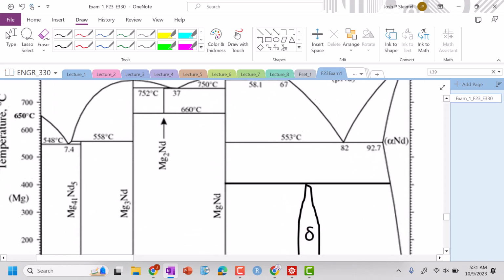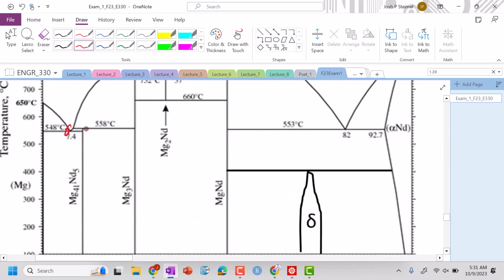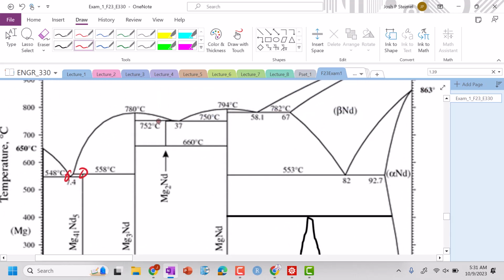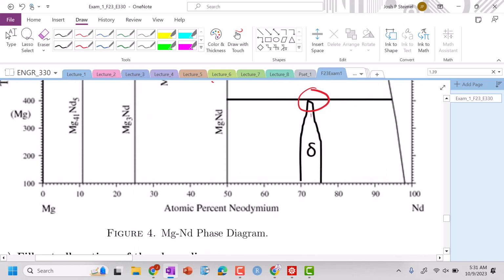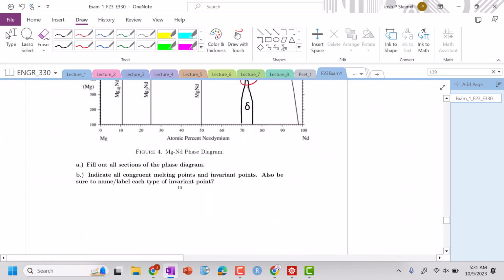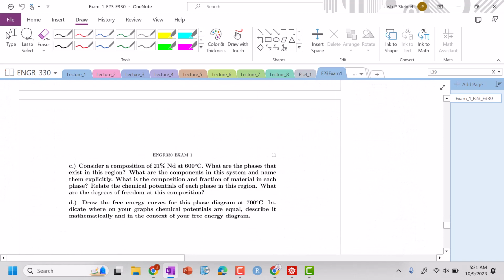So we are going to have a eutectic here, peritectic here. There's going to be a peritectic here. There's going to be a eutectic here, another eutectic here. There's also the peritectic here. This single phase to a two-phase solid region, that is a eutectoid. This is solid plus solid to single phase solid, so that is a peritectoid, and this is a eutectic. So those are all of our invariant points. So make sure that we label all those correctly.